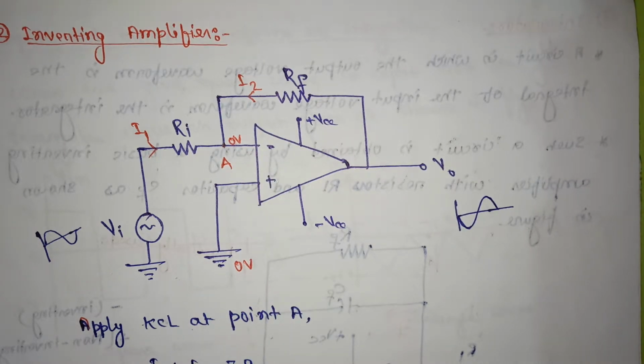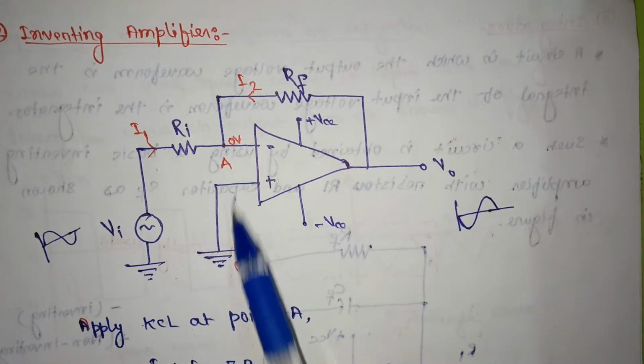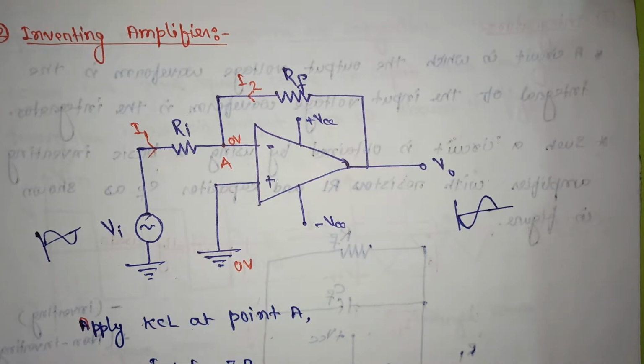So again, we have to find out the gain, that is the output voltage by input voltage. Let us see how we can find it. In the last class, as I discussed with you, we found the gain for the given circuit. So let us try to find it out.